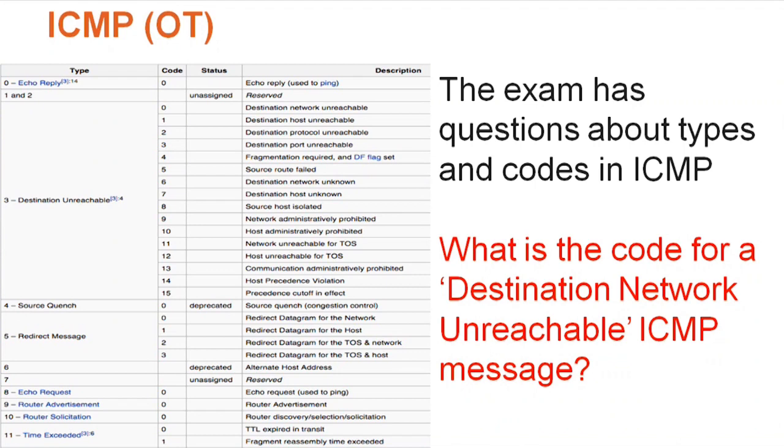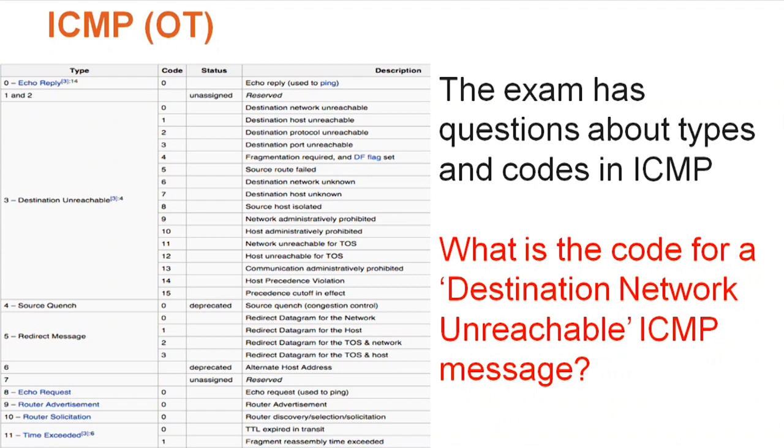But we're looking for the code for a network destination unreachable, which is the most common message you'll get when you're having a problem. So that's the very first code for type 3. So it'll be a type 3 code 0. An echo reply is a type 0 code 0. Okay, so that's how this works. You need to know all of these.